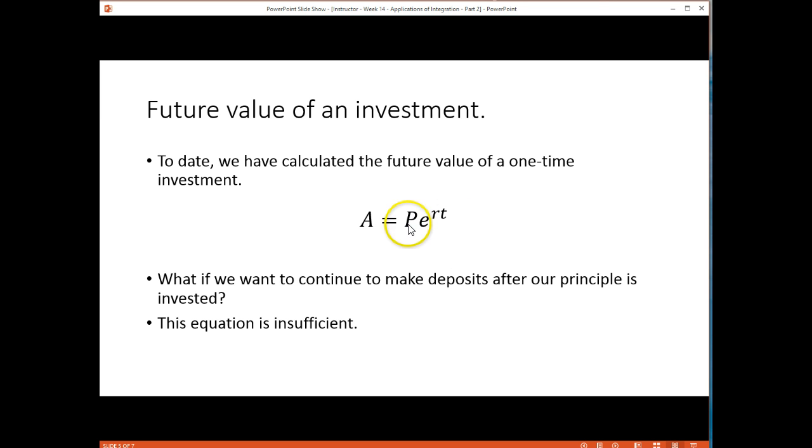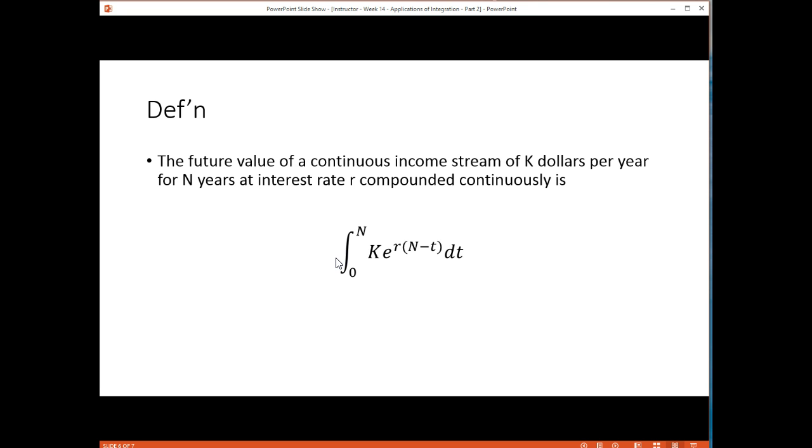Well, what happens if we don't want to just let the money sit? What happens if we want to continue to make deposits? That's the way most investments work. Your IRAs, your 401ks, you're putting monthly amounts in or yearly amounts in. So to do that, this equation is simply insufficient. We need a new equation. So we're going to talk about our last subject, a continuous income stream.